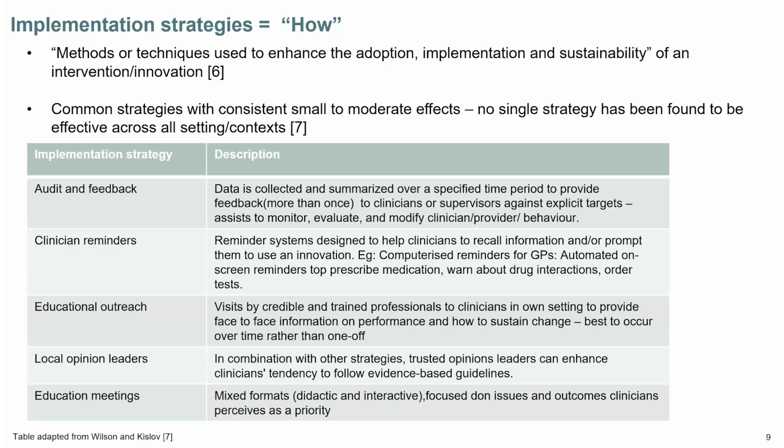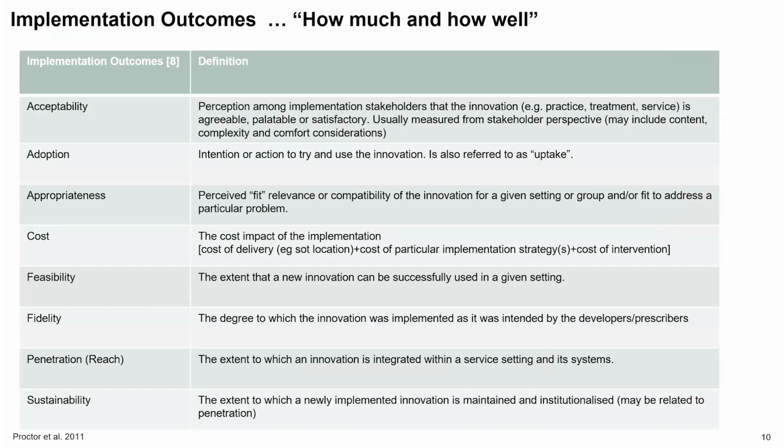The main thing is for you to think about that there is a range of strategies that are the how-to strategies. How do I shift this into practice? And they're useful in terms of understanding what you might need to do to address some of the barriers that you might face in practice. There is also a range of implementation outcomes, and how much and how well.